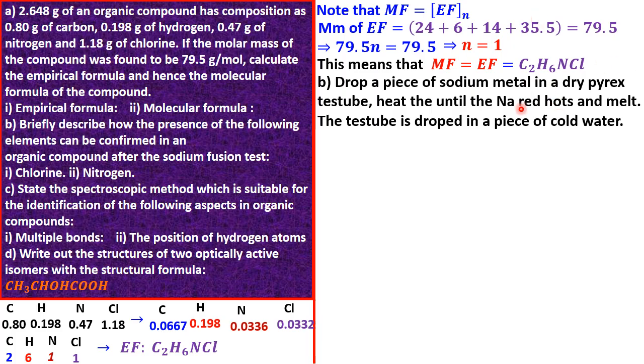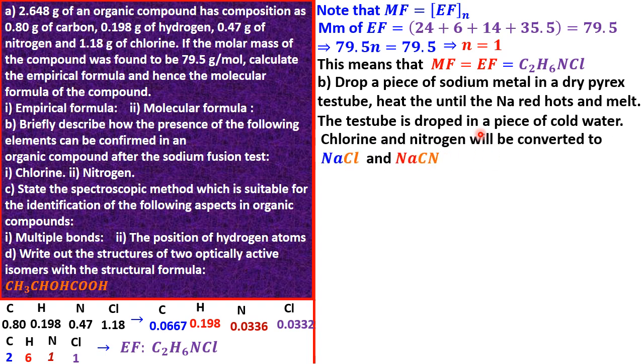So now, guys, the ions that are going to be present are as follows. If the organic compound had elements like chlorine, it is going to be converted into sodium chloride, and so on. So friends, in this case chlorine will be converted into sodium chloride, and nitrogen will be converted to sodium cyanide. Okay, so let's talk about the cases.